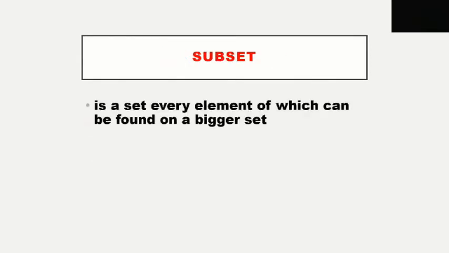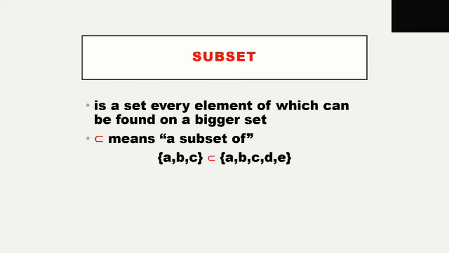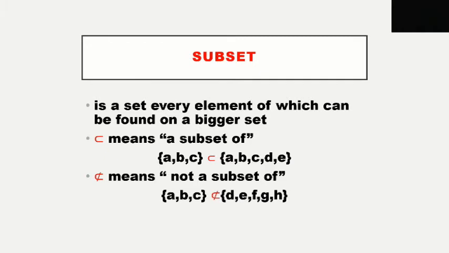Subset. It is a set in which every element can be found in a bigger set. The symbol means "is a subset of." For example, the set containing A, B, and C is a subset of the set containing A, B, C, D, and E. The subset symbol with a slash means "not a subset of." So the set containing A, B, C is not a subset of the set containing D, E, F, and G.